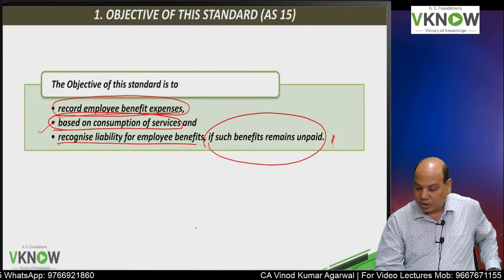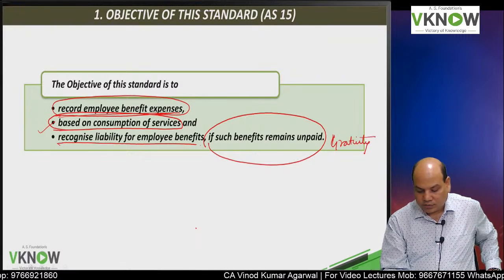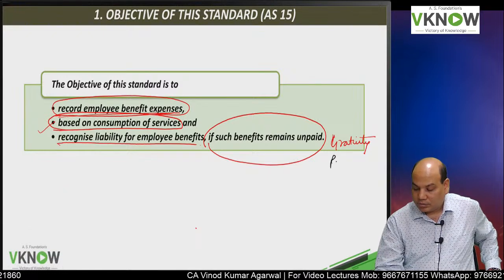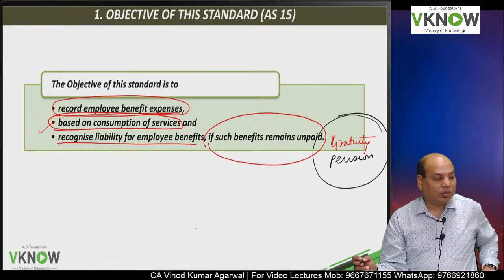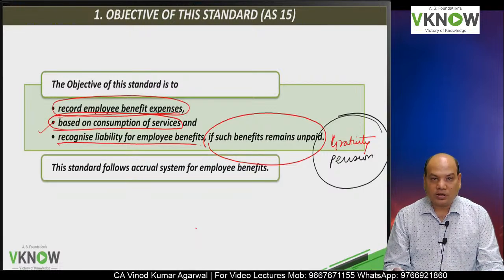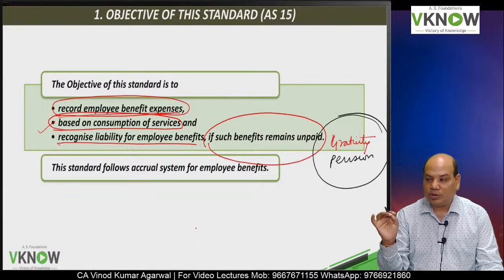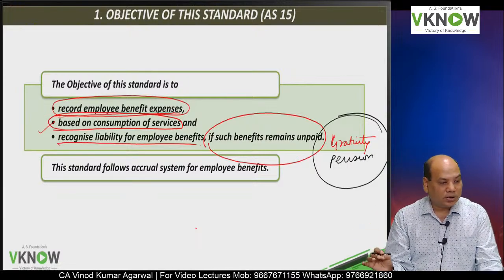Like, for example, gratuity. Employee has rendered the service but gratuity will be paid after he retires. Or, for example, pension. So how to do accounting of such expense where the employee has rendered the service but the benefit is not yet paid. It will be paid on or after the retirement.